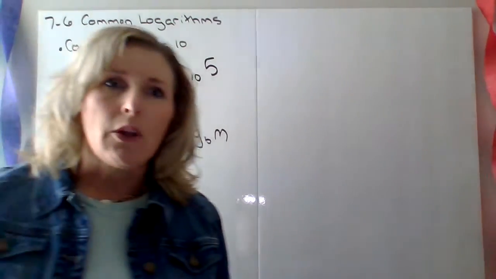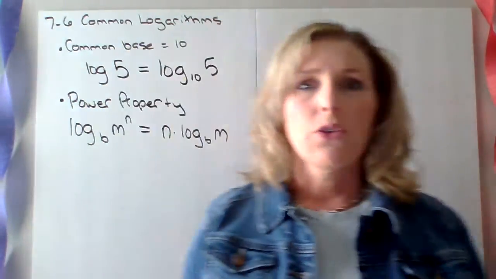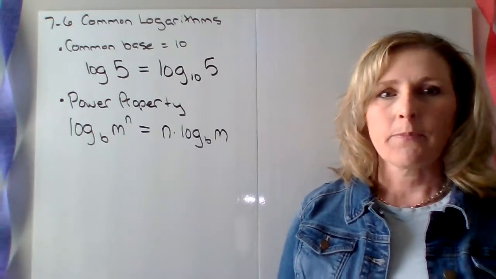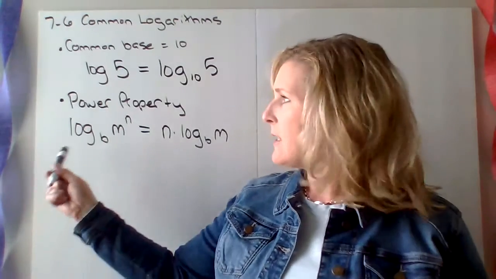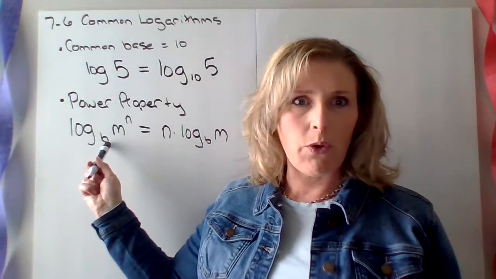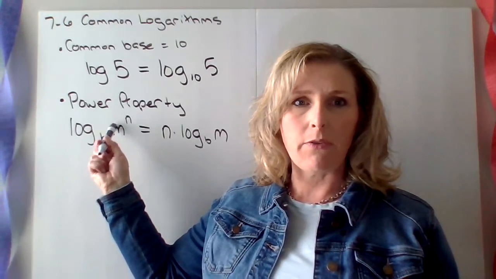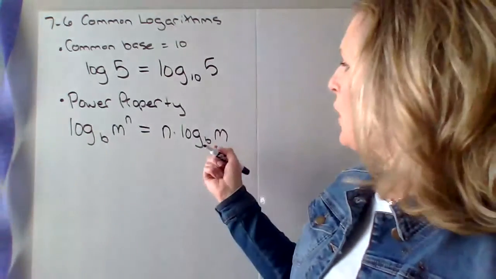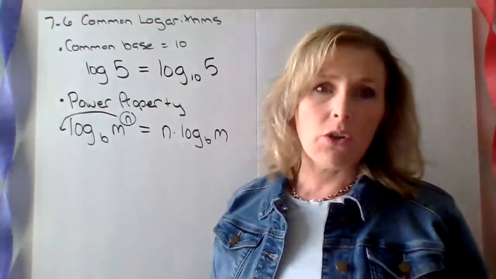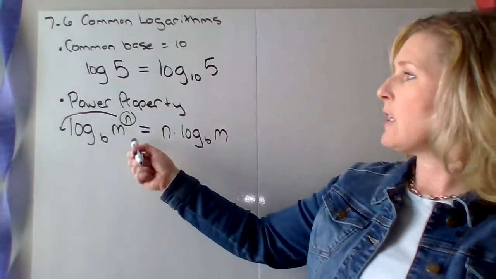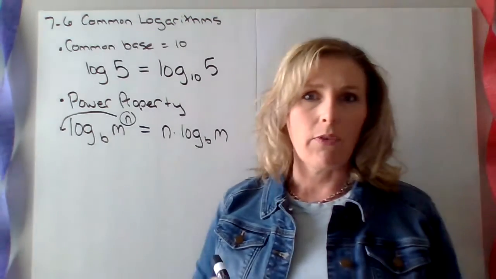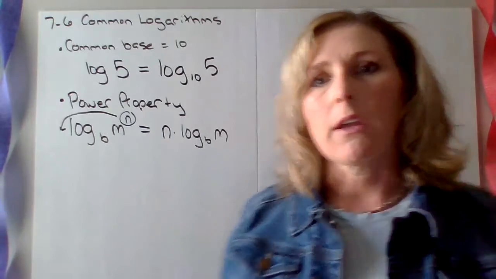The second property that you have to recall to complete this section is the power property. So the power property says that this is the condensed form. If you have log base b of m to the n power, you can take this exponent and move it to the front for multiplication, and this is the same as n times log base b of m. So we're going to use that property quite a bit today.